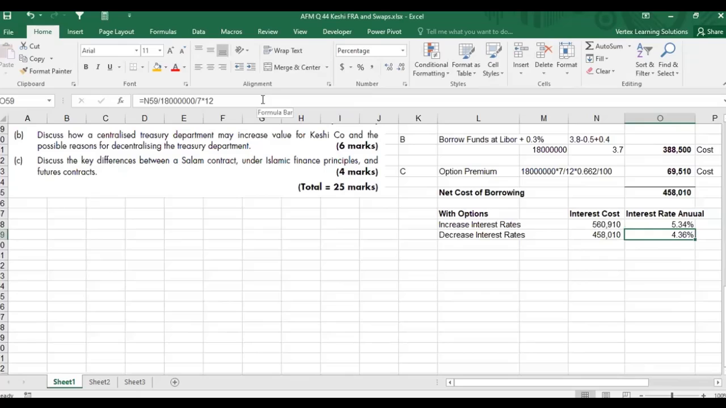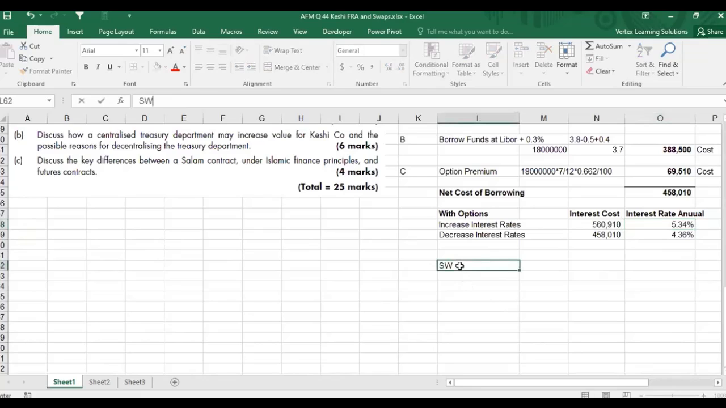So it is 4.34%. If I already had purchased the options, and if the market interest rate goes down, I am effectively paying 4.36%. If I have interest rate going up, I'm paying 5.34%. This is your one part, which is option.